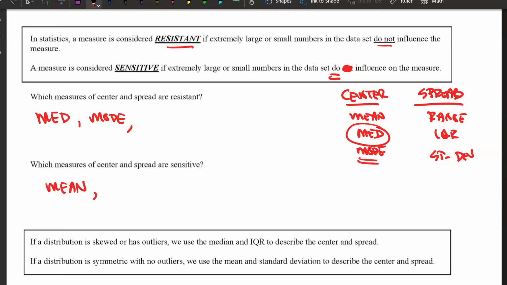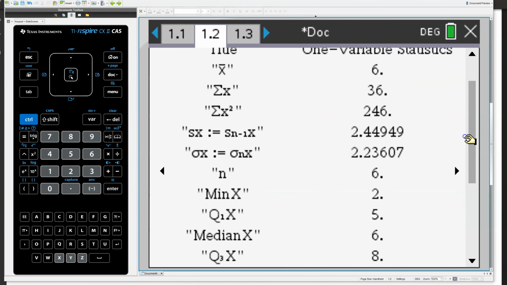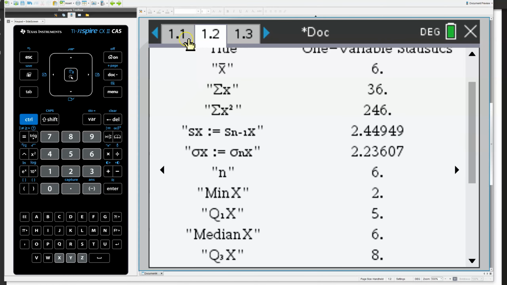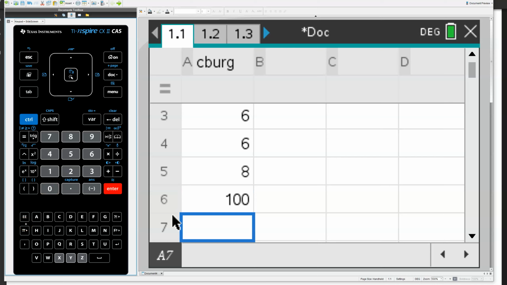Well, I guess let's take a look at our cheeseburger example. So right now the mean is 6, okay? And the median is also 6. So what happens if I take my last data point and turn it into 100? We got somebody that ate 100 cheeseburgers last month. Well, let's run the statistics on this thing again.